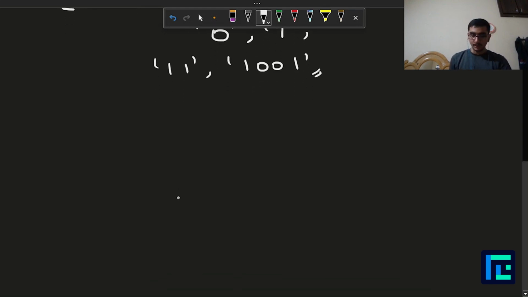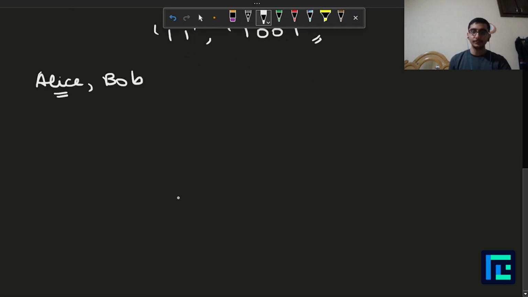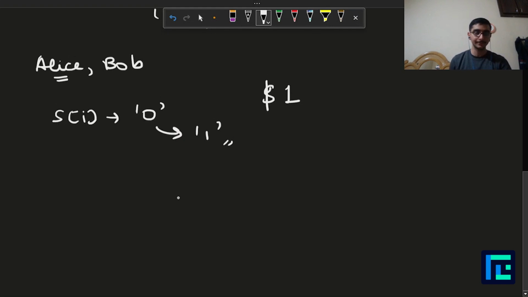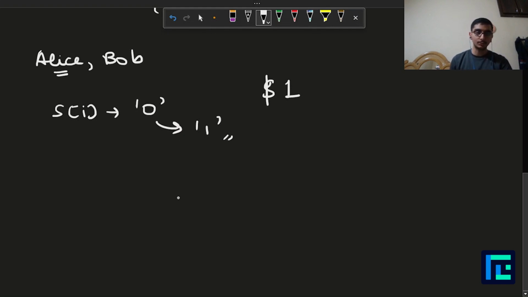Now comes the operations. Now two people are playing, Alice and Bob. So what happens is Alice moves first. In every move, what either player can do is take any s of i such that s of i was initially 0 and convert that 0 to a 1. And the player who made this operation has to pay $1. He has to pay $1 to do this operation. Otherwise, what the player can do is just reverse the string.